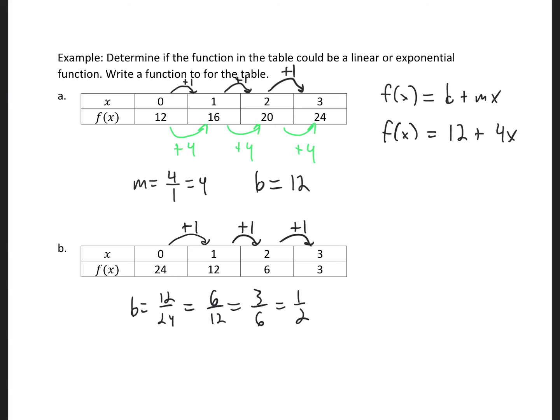That shows us that this is in fact going to be an exponential function and take on this form. That proportional change, that is our common ratio. The a value is our initial value, which is equivalent to our vertical intercept. So we can write that this table could be modeled by the function 24 times 1/2 to the x.